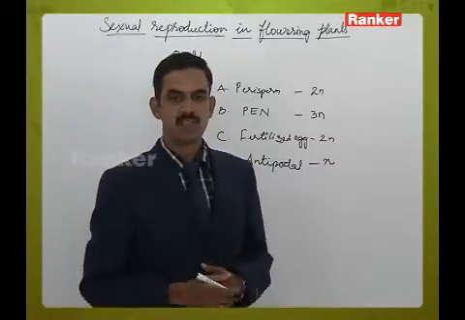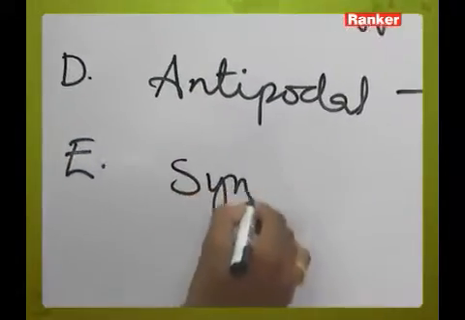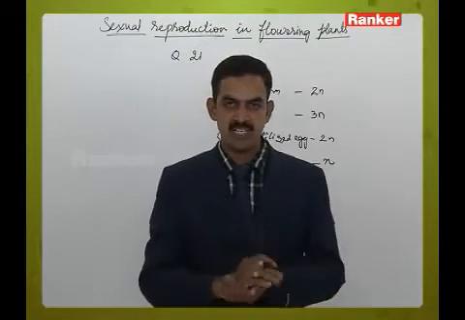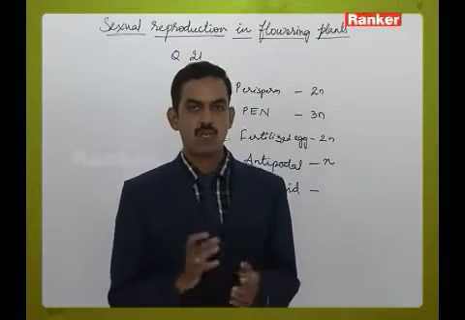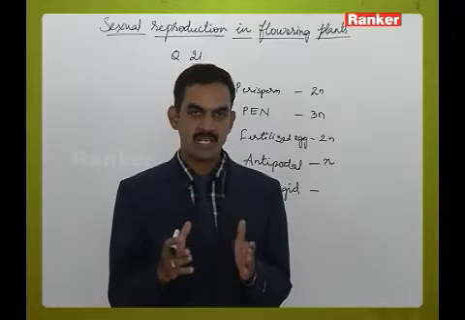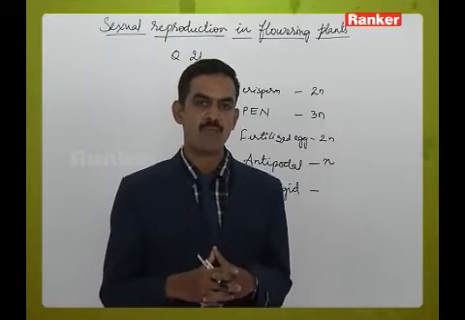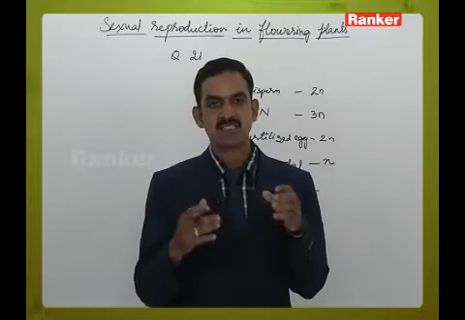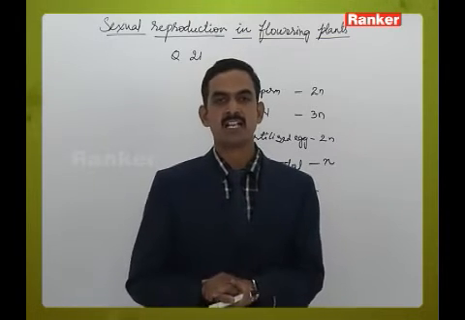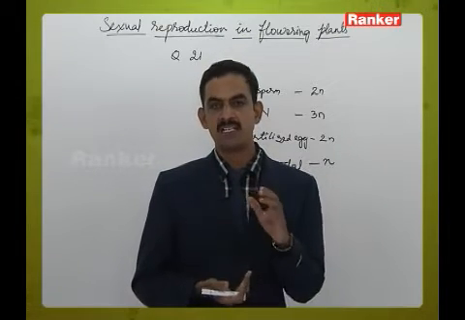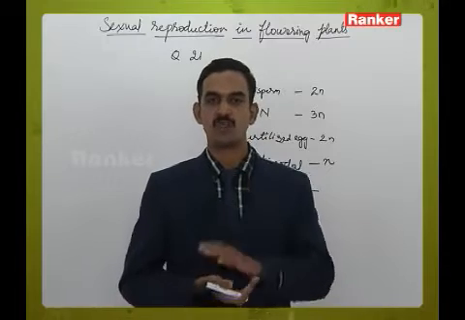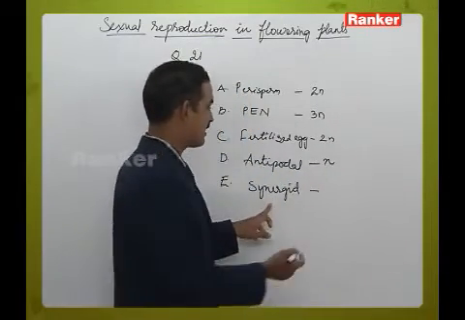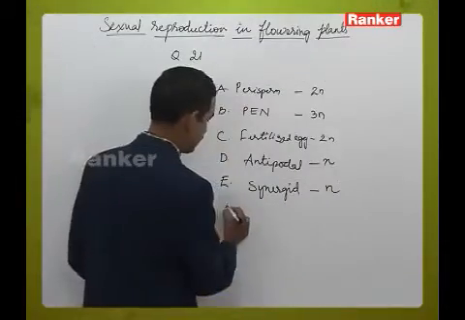Next, E. Synergid. There are two synergids in the embryo sac along with the egg cell. That is, one egg cell and two synergids form a group of cells present towards the micropyle of the embryo sac, and that group of three cells is called the egg apparatus. And these two cells are also formed as a result of meiotic division of the megaspore mother cell. That's the reason why these synergid cells are also haploid.